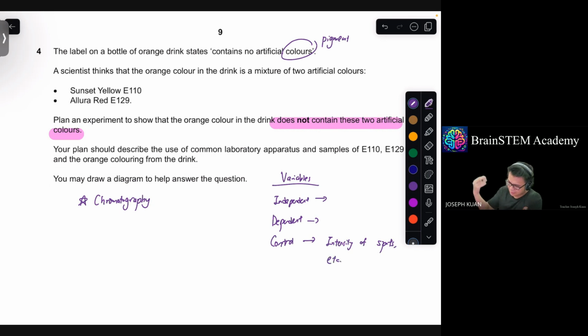Okay, let's talk about the independent and dependent variables. The independent variable will be these three solutions: the orange drink, the Sunset Yellow, and also the Allura Red. And then the dependent variable will be the position, or the retention factor.